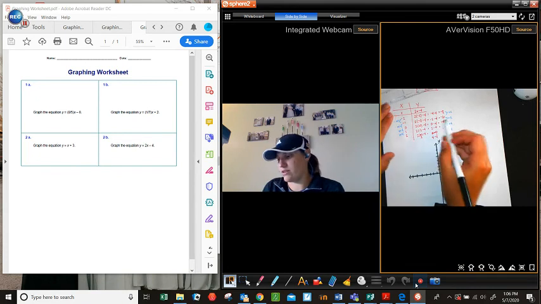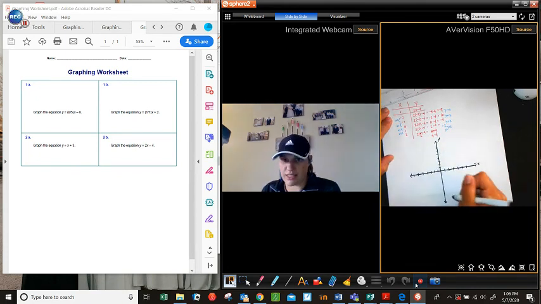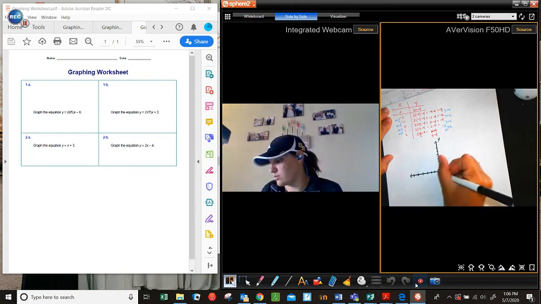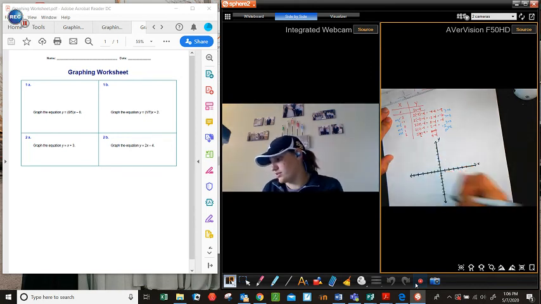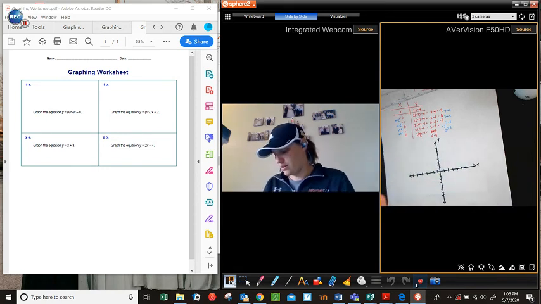So notice I have to go all the way to -8 in the y, so I probably want to make sure I go at least 8 tick marks on the y-axis. So 1, 2, 3, 4, 5, 6, 7, 8. They're a little close together, but that's all right.